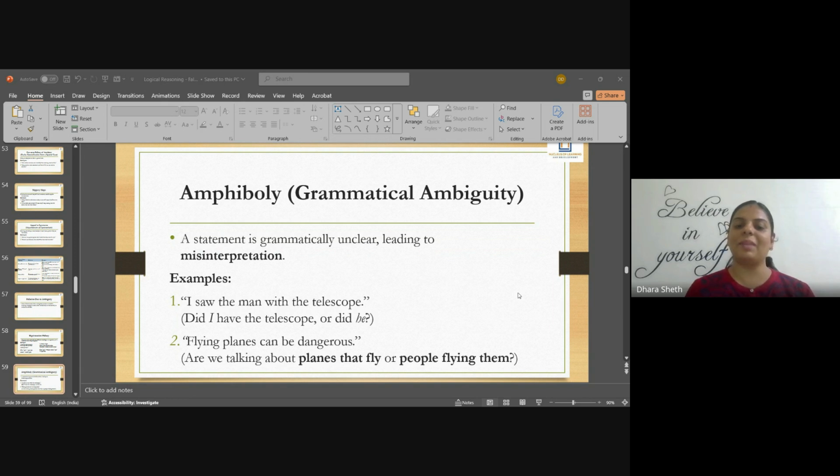Flying planes can be dangerous. So what is dangerous? The planes which are flying, or being a pilot and flying planes? Are we talking about planes that fly or people flying them? Clear with this?